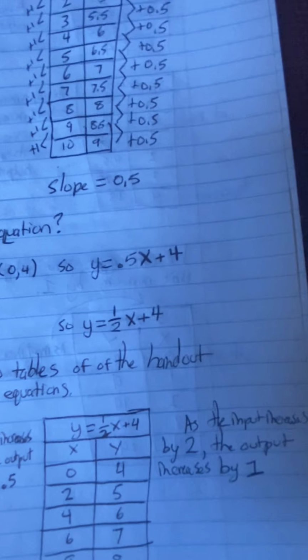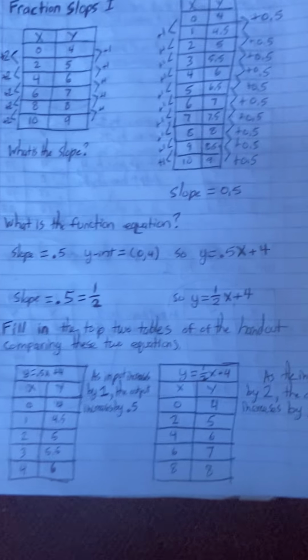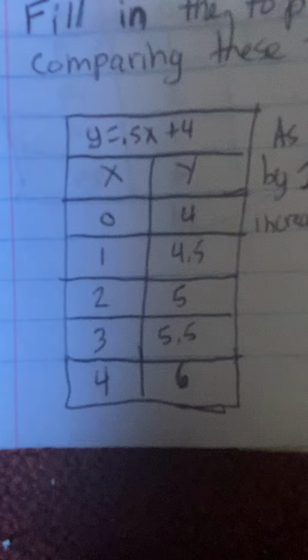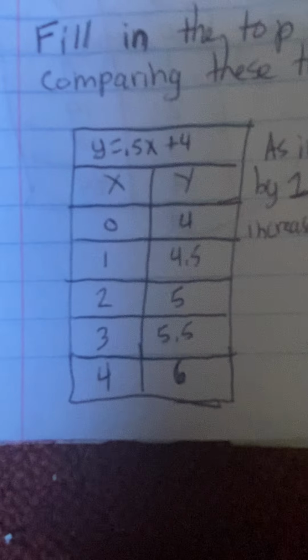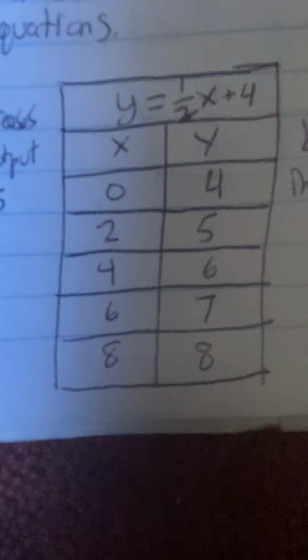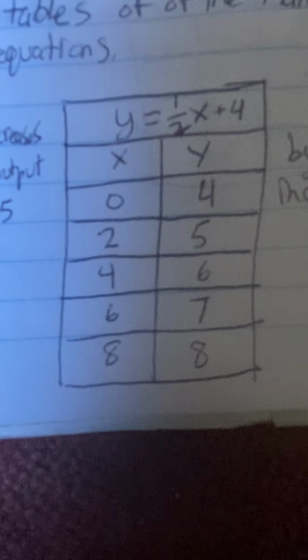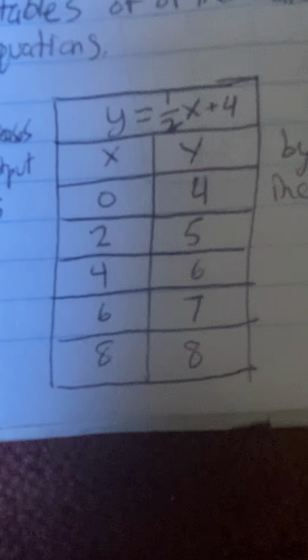So now you're going to look at your first handout, fraction slopes 1, and you're going to see that it has a bunch of empty tables, and those tables don't have any function equations written in on them. So the first two, the top two, I want you to fill in y equals 0.5x plus 4, and then fill in the table. You can just use my values, or you can find the values yourself. And then fill in y equals 1/2 x plus 4. Okay? And notice that we didn't use the same values here.